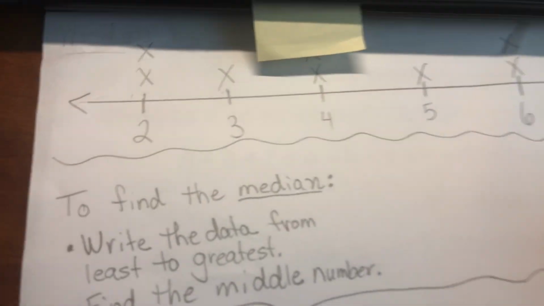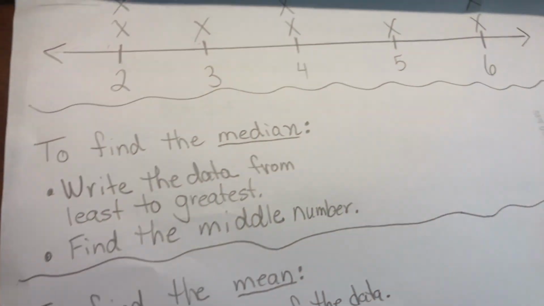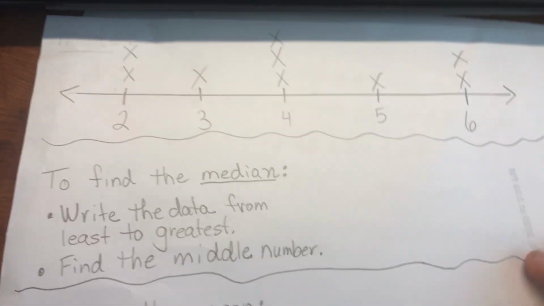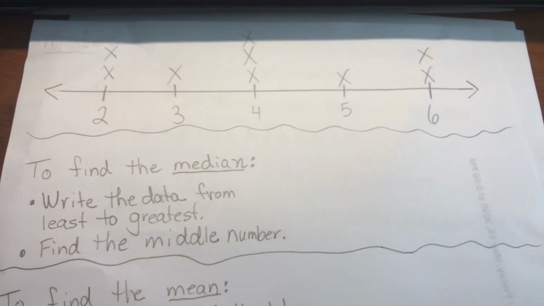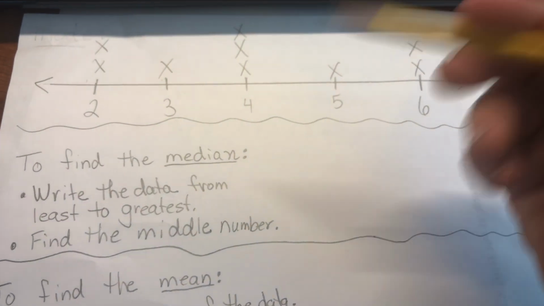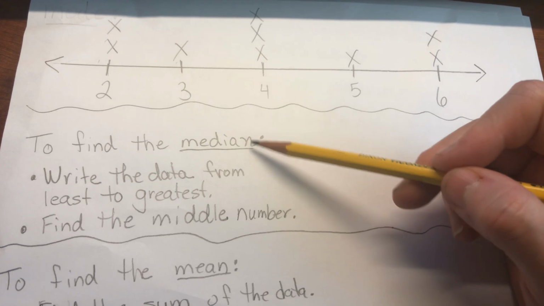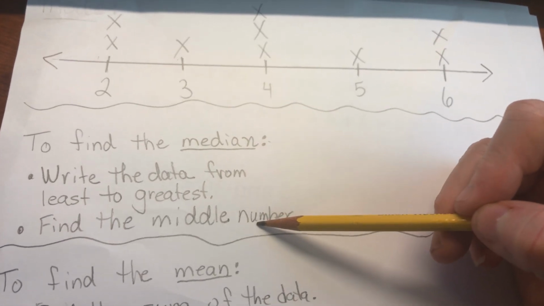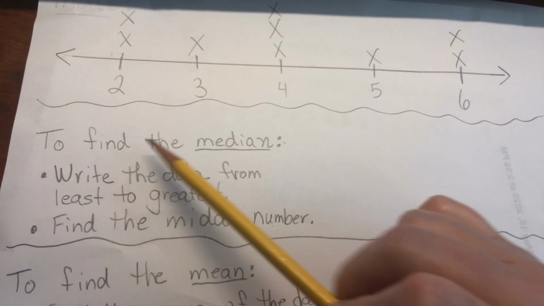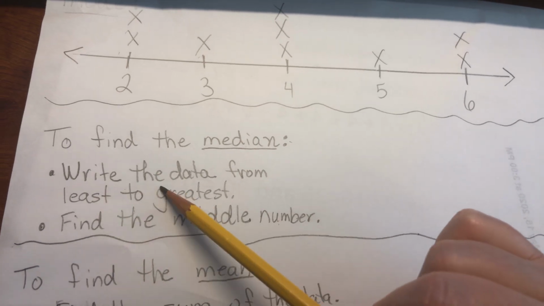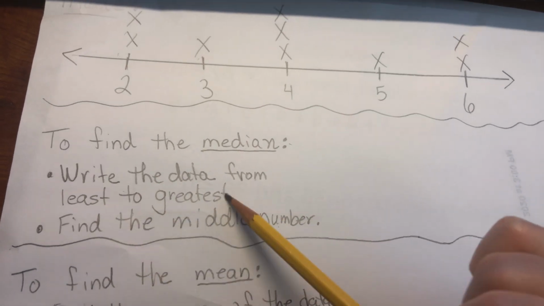I'm going to turn this around, and you're going to look at this paper now so I can write on it. Alrighty, so here again you can see your line plot, and now we're going to find the median. So you should pause the video and copy this down if you haven't already. To find the median, you're going to write the data from least to greatest.